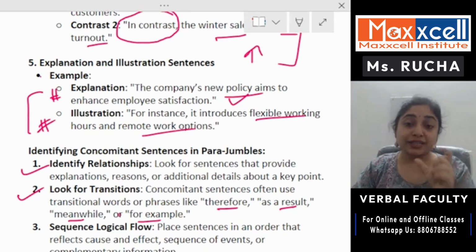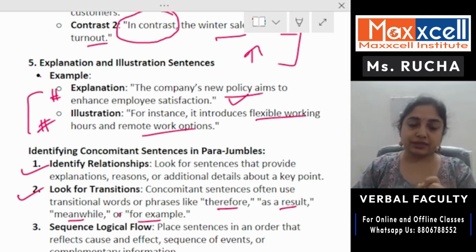Isn't it? We are joining two sentences here. We are talking about the effect of something. We are talking about something contradictory maybe. That is the reason these words are there. This is how these words are used, right?